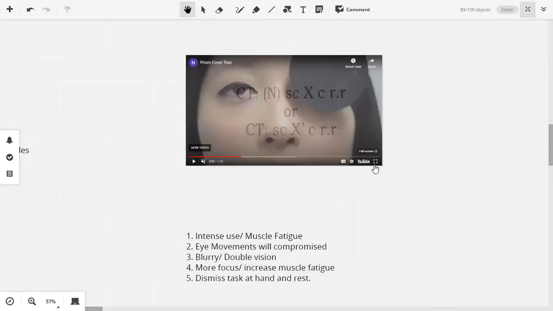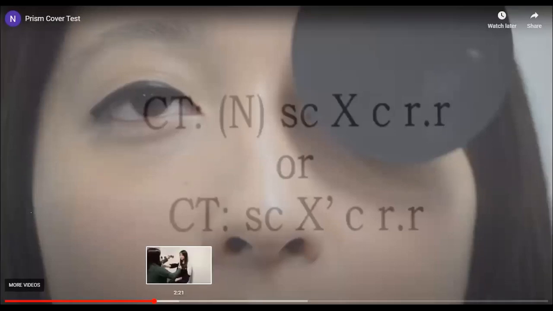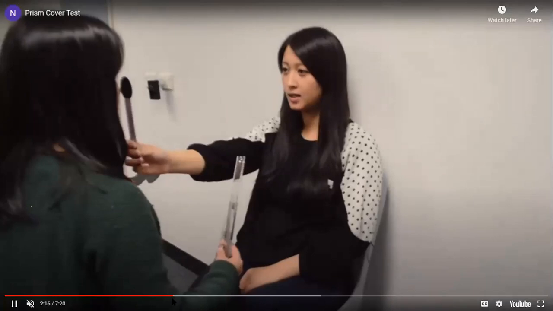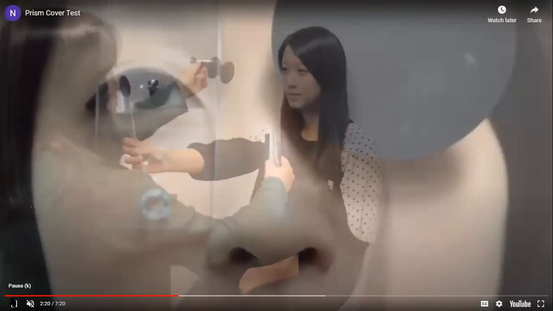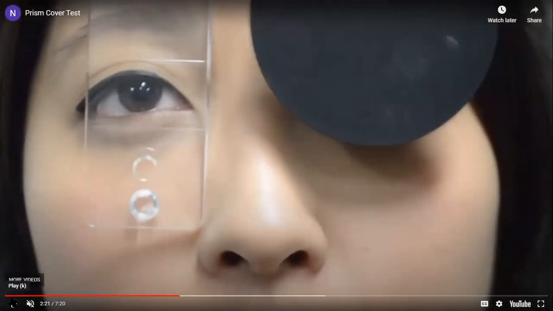So as a prism cover test is performed in this video, let's see the prism cover test and let's then discuss what a prism cover test is. So where is the prism cover test? Yeah, this is a prism cover test. So what is happening over here? It's a prism cover test. We can understand that one eye is being covered by prisms and the other eye is being covered. So it's a prism cover test.